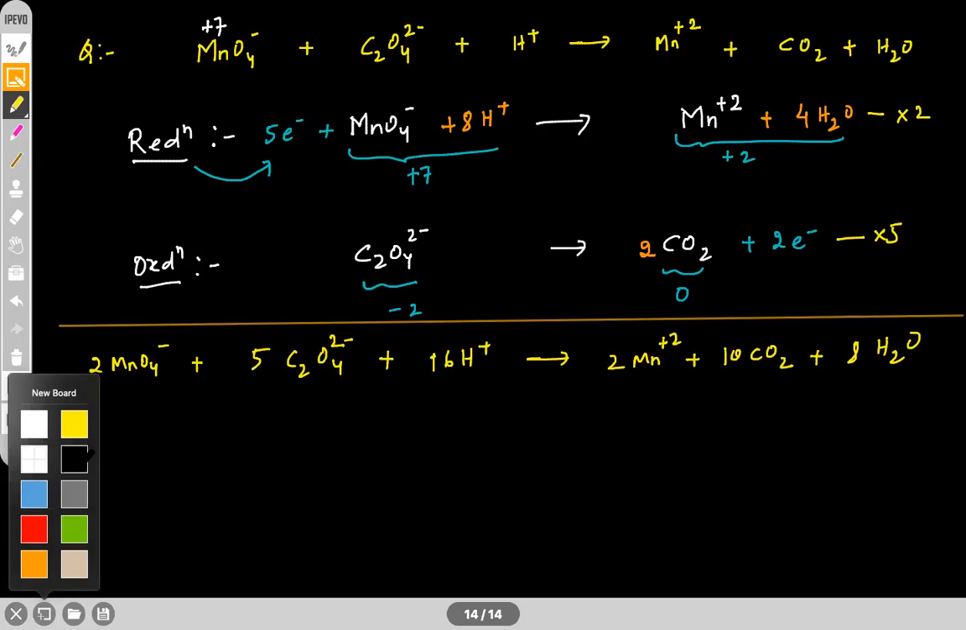Okay. One reaction of basic medium we'll discuss. Consider this one. MnO4 minus plus SO3 2 minus plus H2O converts into MnO2 plus OH minus. This is the reaction we have, plus SO4 2 minus also. Sulfate ion.